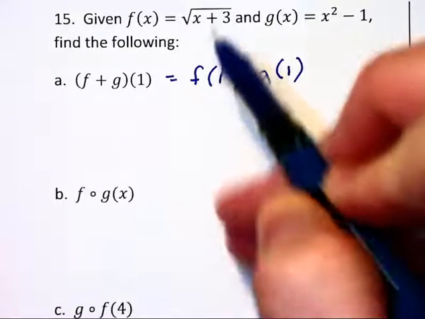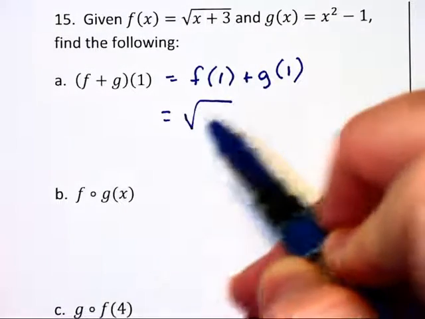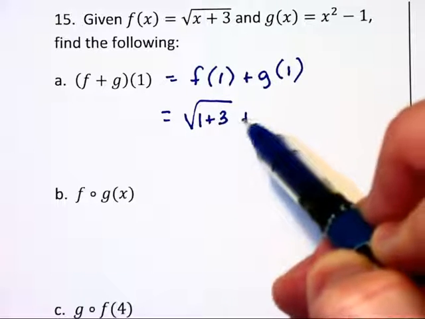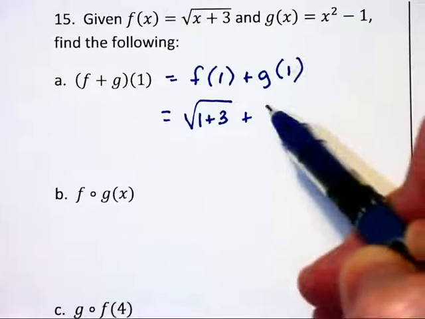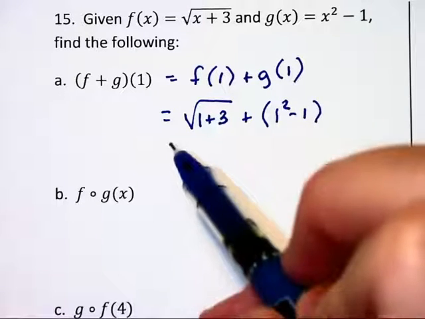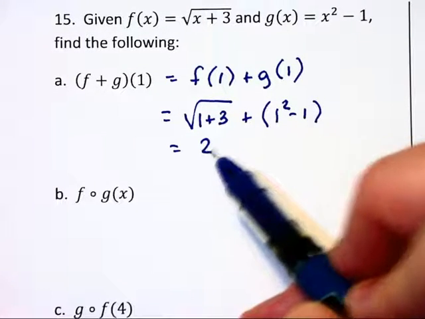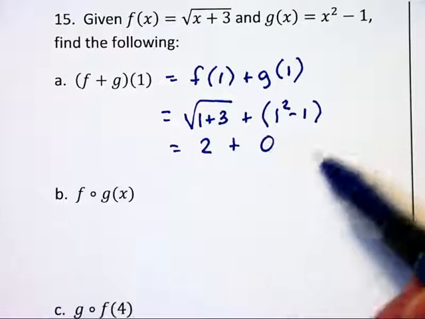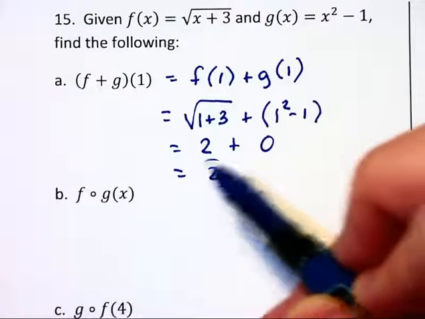When I substitute 1 into f, I get the square root of 1 plus 3. When I substitute 1 into g, I get 1 squared minus 1. I get the square root of 4, which is 2, plus 0, and this expression is going to equal 2.